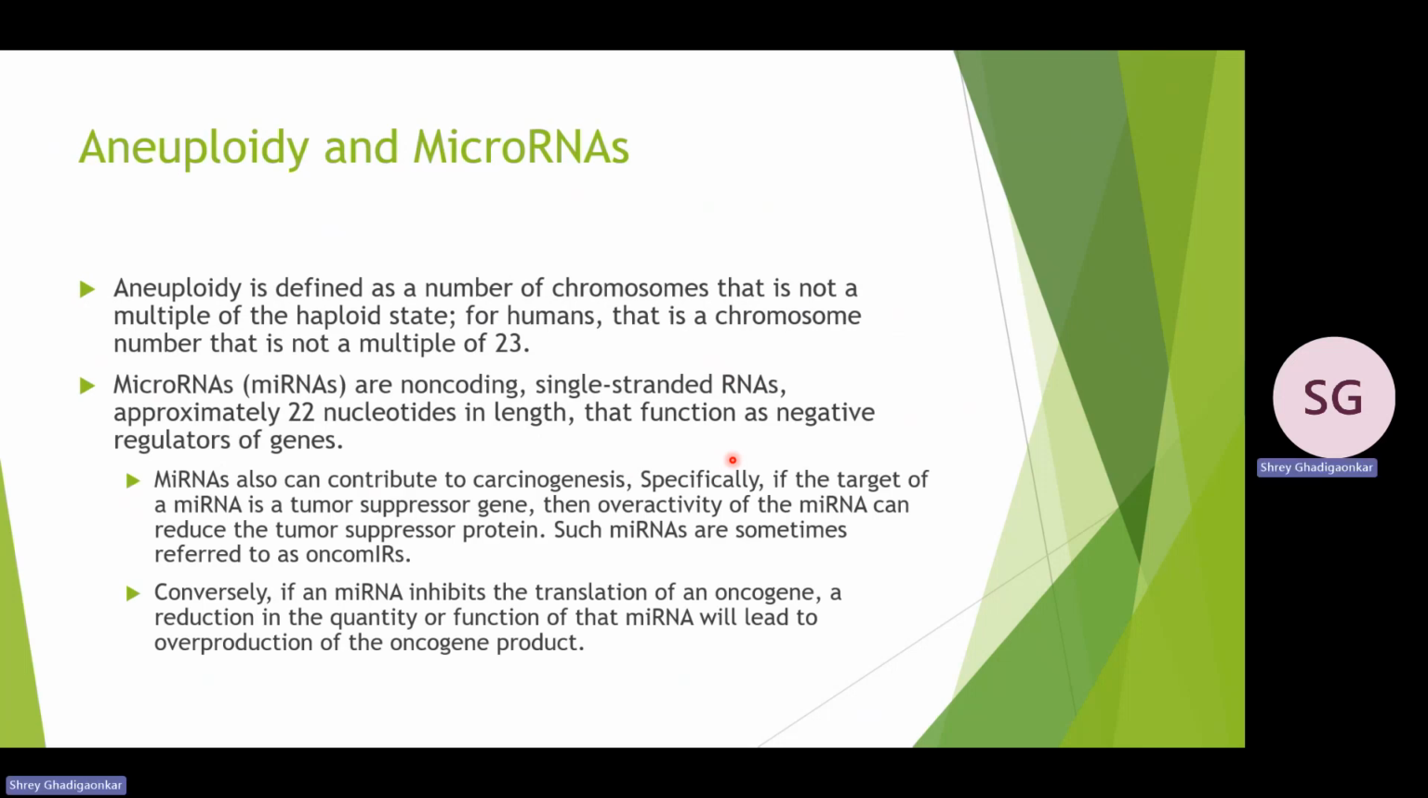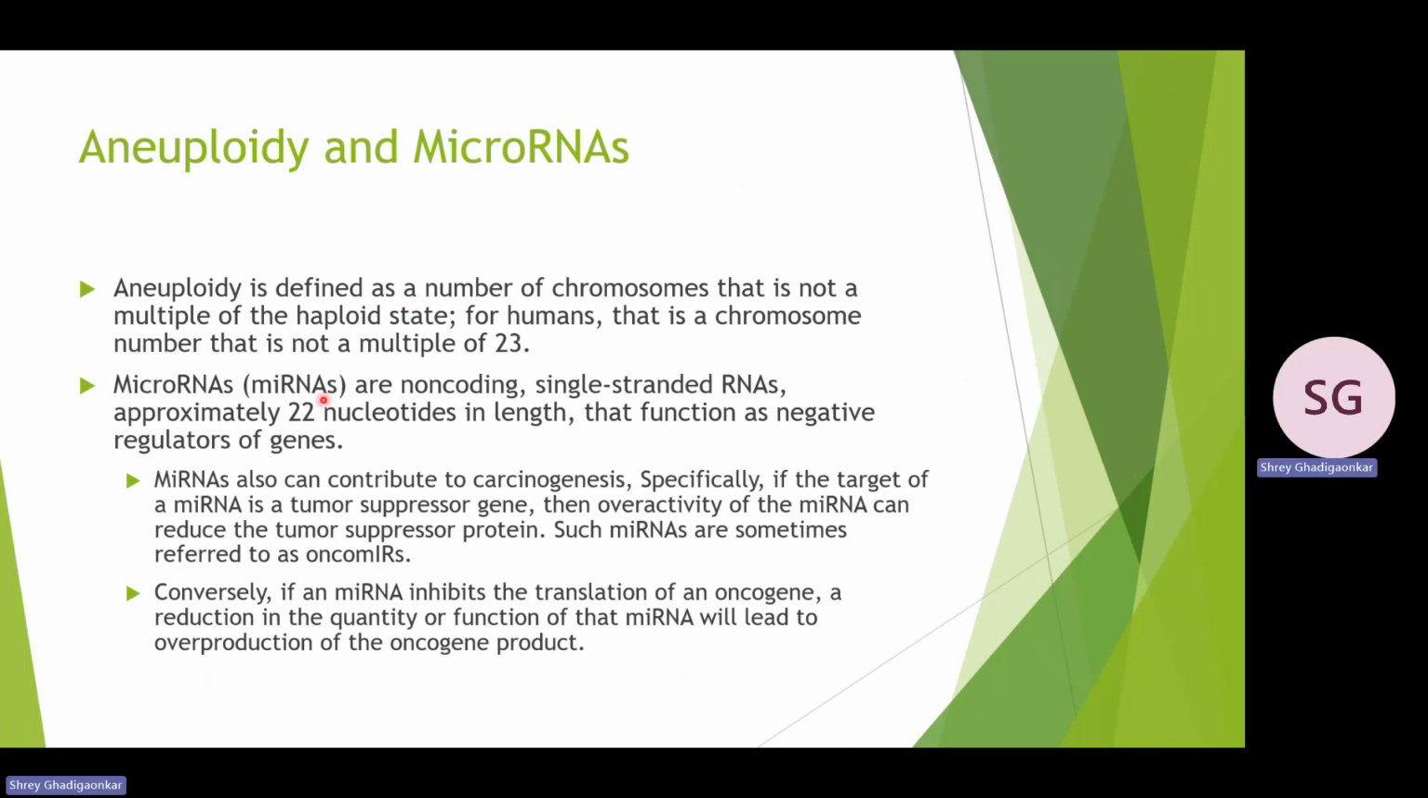Then you have aneuploidy and microRNA. Aneuploidy, as you know, is defined as a number of chromosomes that is not a multiple of the haploid state. For humans, the chromosome number is usually not a multiple of 23. Usually it's 23, but in aneuploidy, it's not a multiple of 23. A simple example would be aneuploidy of portions of chromosome 17, where the TP53 gene is located and often lost. As a result, you have development of malignancies.